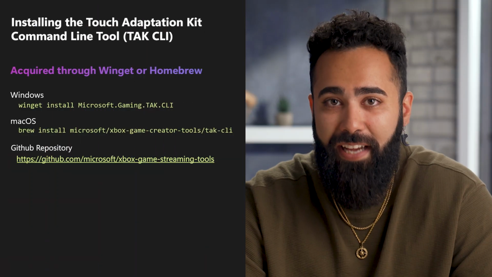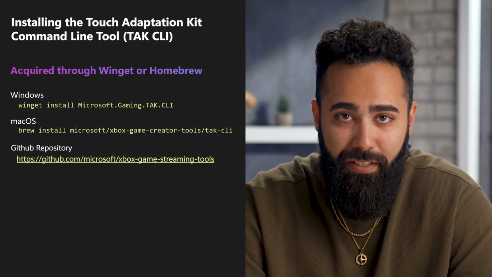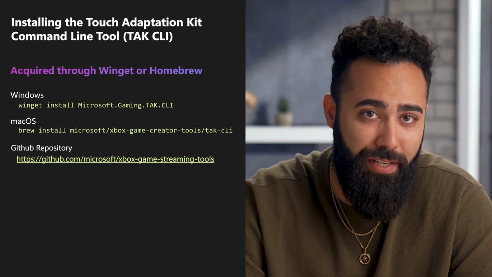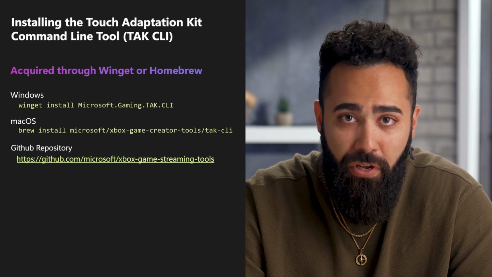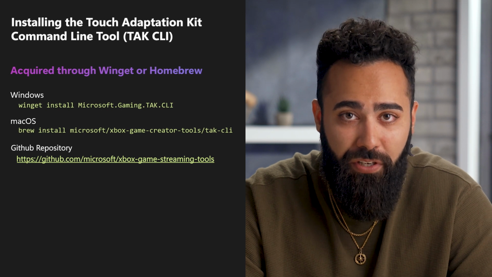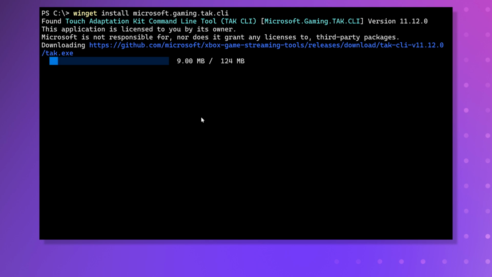First, let's install the TAK command line tool, which is essential for the functionality of the editor. This is a cross-platform tool available on Windows and Mac OS. You can either use Winget, a package manager for Windows, or Homebrew for Mac OS. You can find additional information on the installation process in our GitHub repository. To install with Winget, open a terminal window and enter winget install microsoft.gaming.tak.cli.